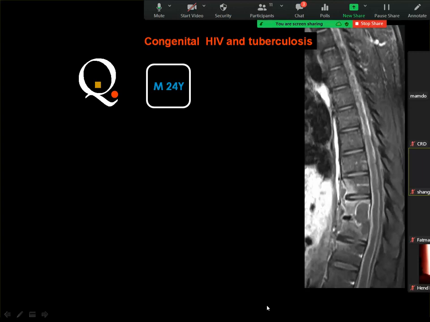Then this patient is a male, 24 years old. He is known to have congenital HIV infection as well as TB.